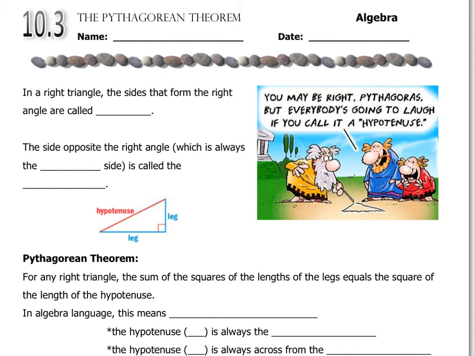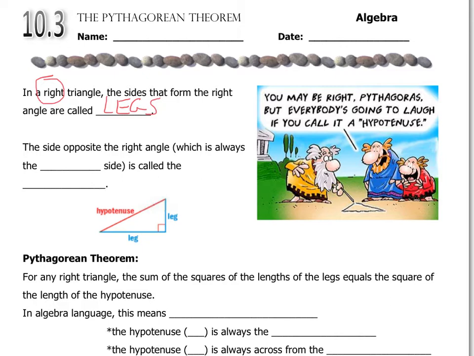In this lesson, we're going to talk about the Pythagorean Theorem. The Pythagorean Theorem is something that we use when we're trying to find lengths of the sides of a triangle, but more specifically, the lengths of sides of a right triangle. The sides that form the right angle on a triangle are called the legs.